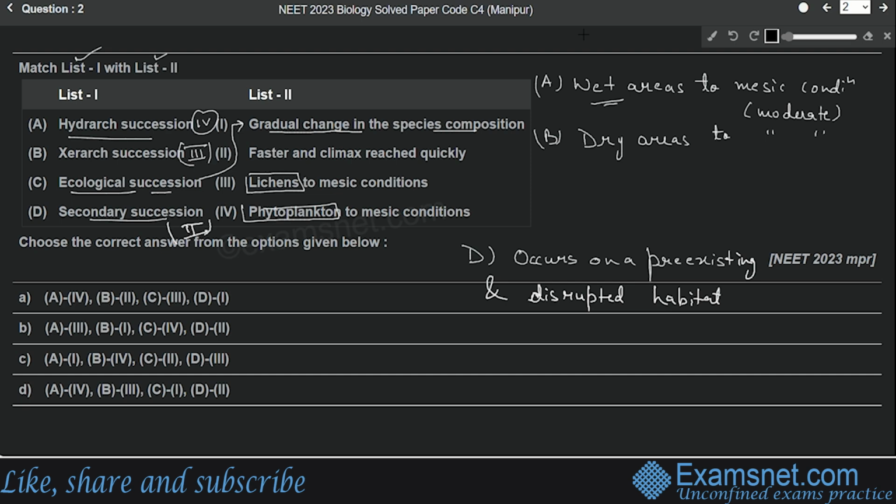According to this, which should be the correct answer? A should be matched with 4, so either A or D. Then B should be matched with 3. That means option D should be the correct answer. C is matched with 1 and D is matched with 2. Yes, option D is the correct answer.